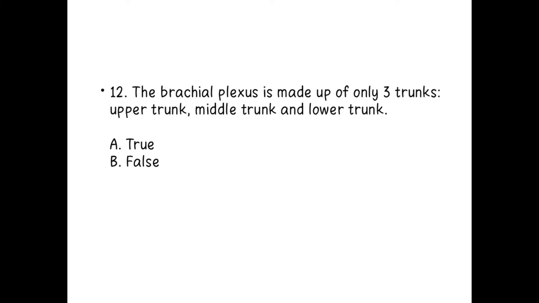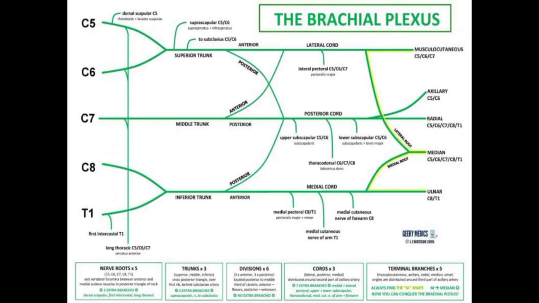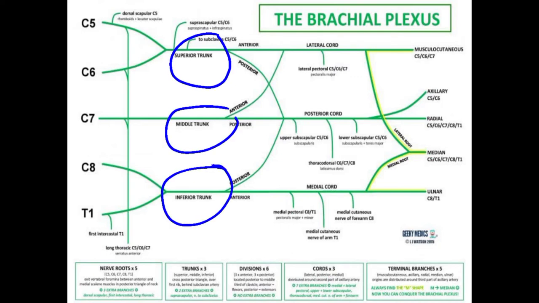Number 12. The brachial plexus is made up of only three trunks: upper trunk, middle trunk, and lower trunk. True or false? True. So this is the brachial plexus. As you can see here, it has the superior trunk, middle trunk, and the inferior trunk.